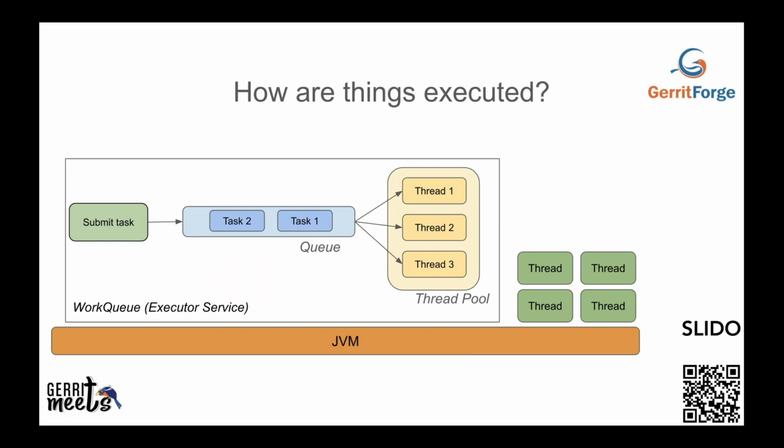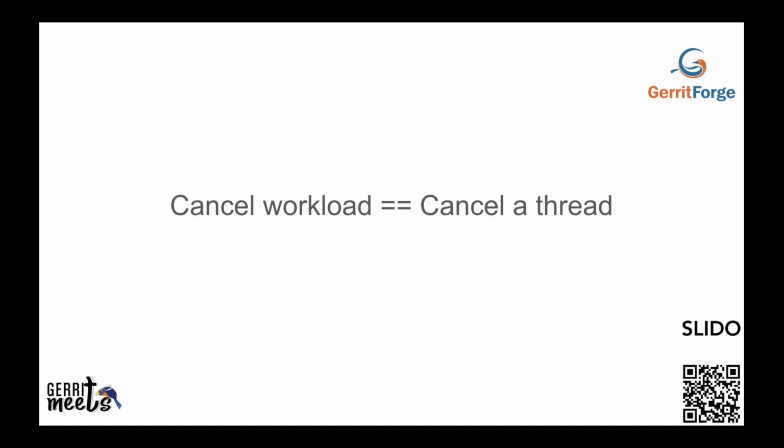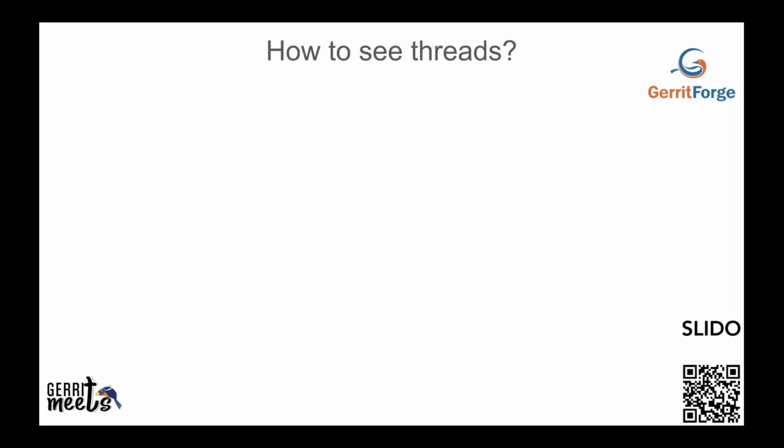So what does it mean for us? When we are talking about canceling, stopping or killing things in Gerrit, we are actually talking about canceling, stopping or killing a thread. And how can you see the threads? How do you even know what is running in Gerrit? To pinpoint which task you want to stop, you need to be able to do that. You see threads in Gerrit as you normally do with any Java-based application. You can use jstack, pass it the Gerrit process, and it will tell you which threads are running.